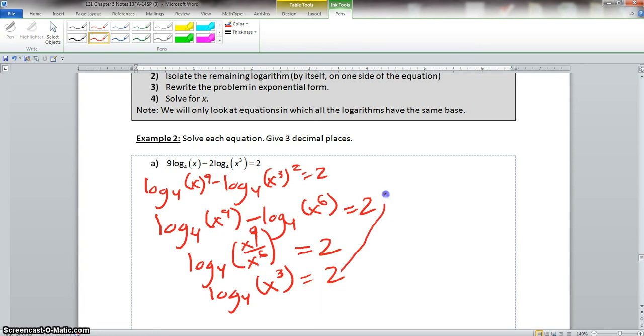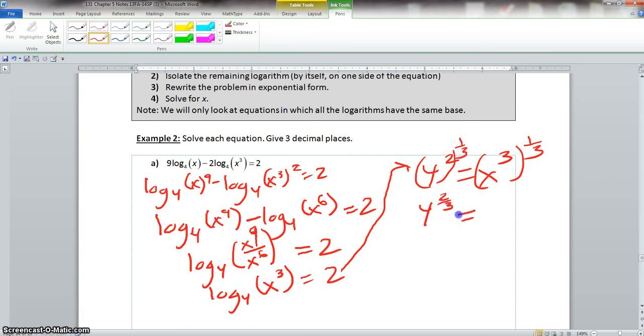So now we will write this as an exponent. So we have 4 to the 2nd power is equal to x to the 3rd power. Now, we need to get rid of this 3rd power off of x, so we could take both sides to the reciprocal of that power, which would be 1/3. So this will end up giving us 4 to the 2/3 power is equal to x. Now, when you put this in your calculator, you will end up with x approximately 2.52. Now this is your final answer.